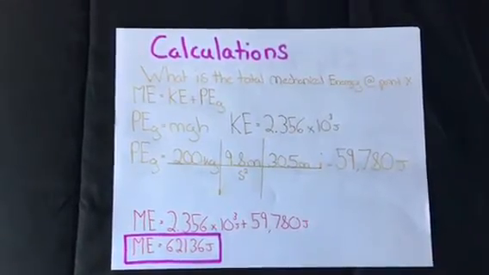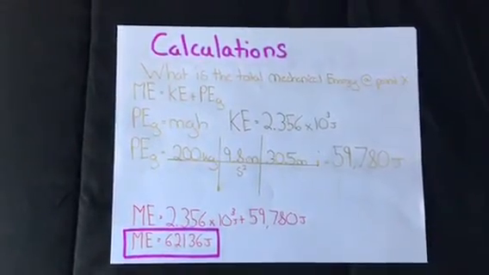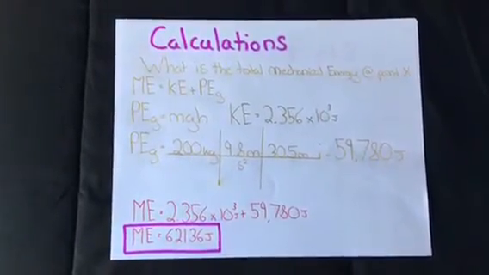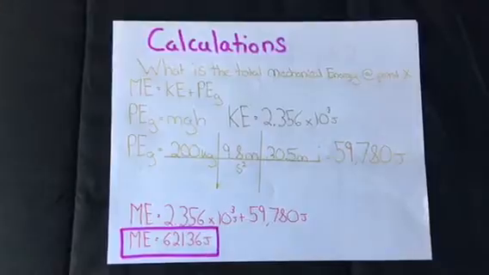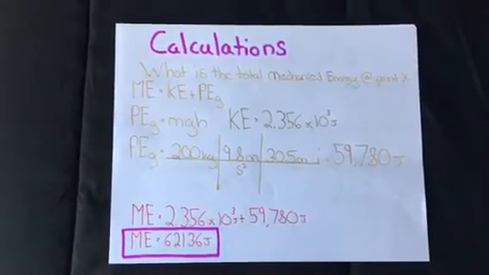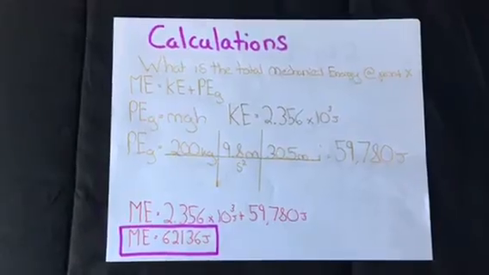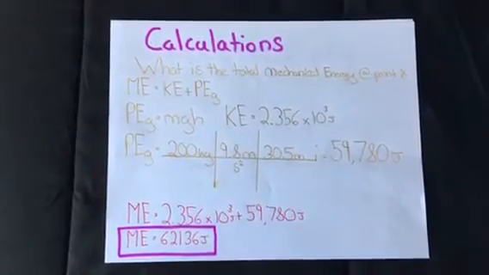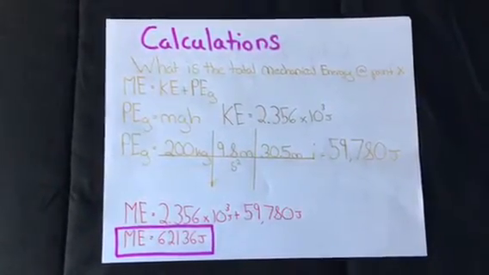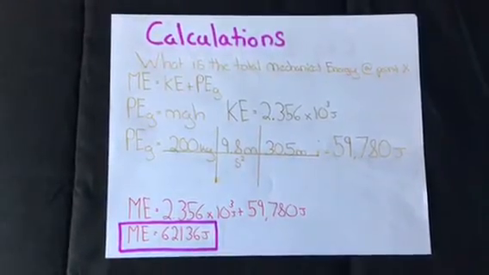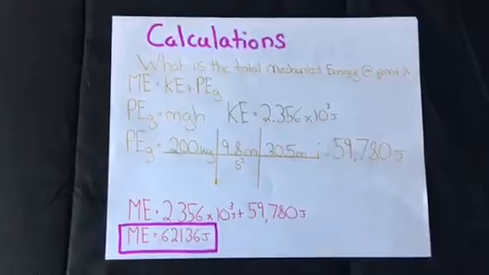Now, to get the total mechanical energy at point X, we would put that number into the equation: mechanical energy equals kinetic energy plus the potential gravitational energy. The kinetic energy at point X equals 2.356 times 10 to the third joules, plus 59,780 joules, which would equal 62,136 joules as the total mechanical energy.